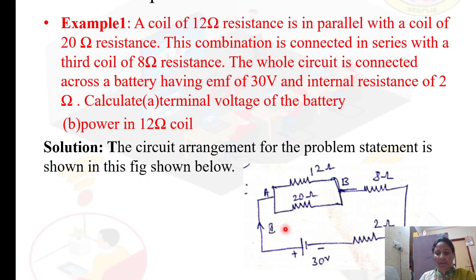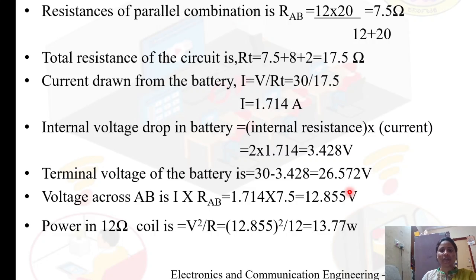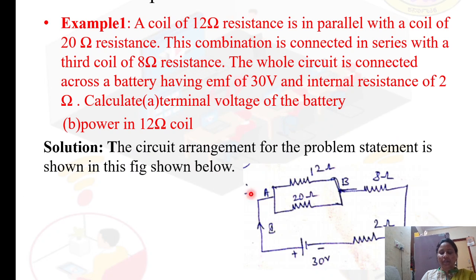So first we have to calculate the total current flowing through the circuit. Okay, and later we can find the power in 12 ohm resistance by finding the voltage between the point A and B. First, in order to find the current I, we will have to find the total resistance of the circuit.